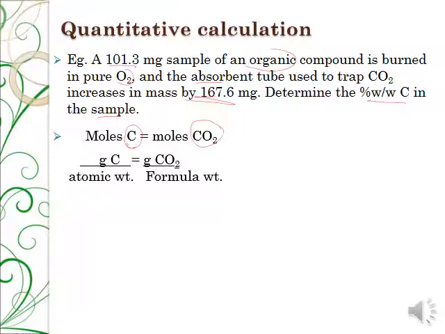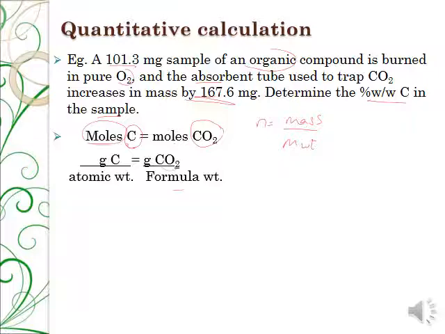So the moles of carbon will be equivalent to the moles of the produced carbon dioxide. We can write this relationship here: moles of carbon equivalent to moles of carbon dioxide. Now how to obtain moles? Remember the formula that I want you to memorize: number of moles is equivalent to mass over molar mass. So we write mass over molar mass for carbon and mass over formula weight of carbon dioxide.